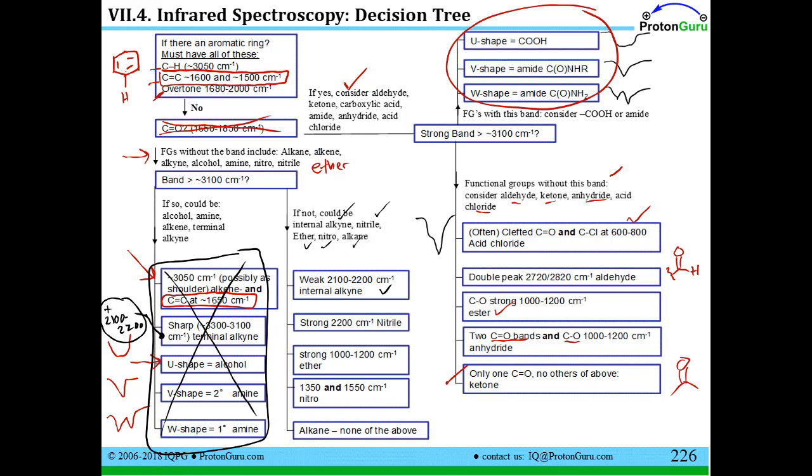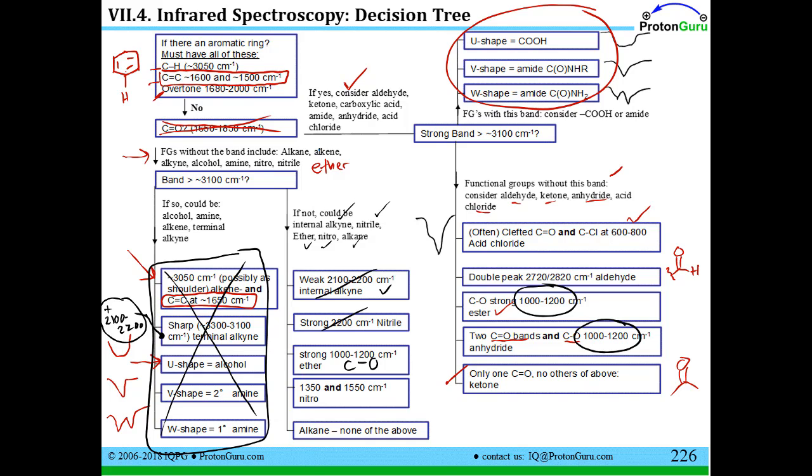What if instead you saw a strong peak at 2200? It's still some type of triple bond, but remember, it's the polar bonds that lead to strong absorption. So that'd be a nitrile, and if you remember, a nitrile is a CN triple bond species. Now suppose we don't have that. We don't have the triple bonds at all. Maybe we see a strong peak at around 1000 to 1200, like we saw over here and here. Again, that's a CO single bond. We might be able to identify an ether in that case.